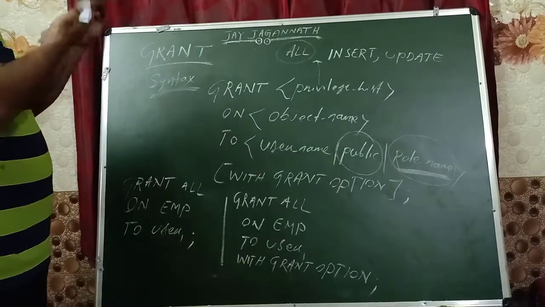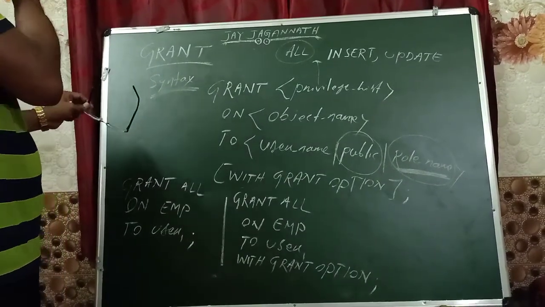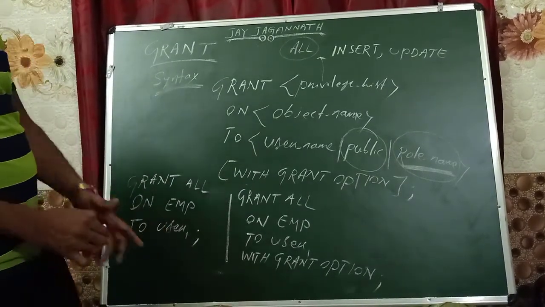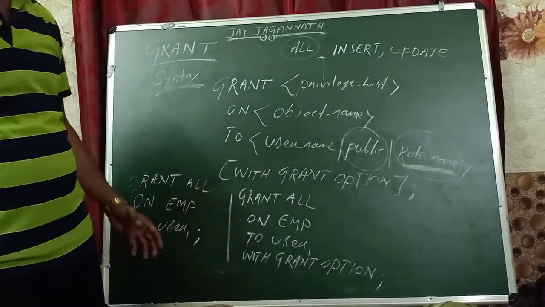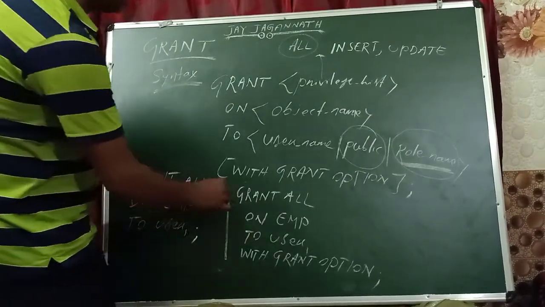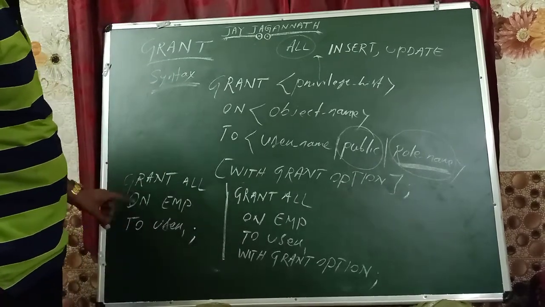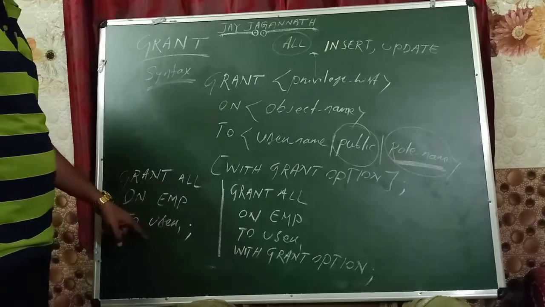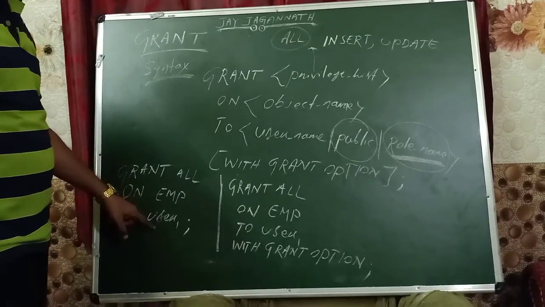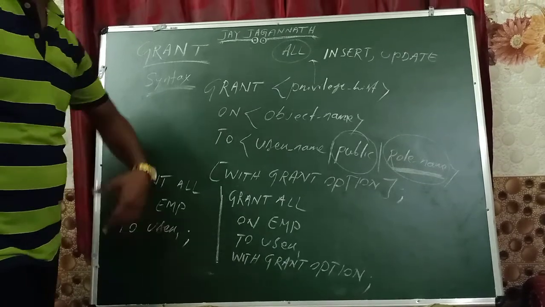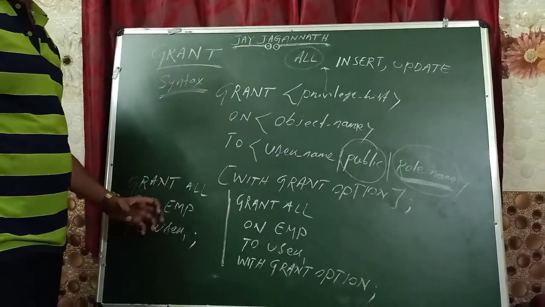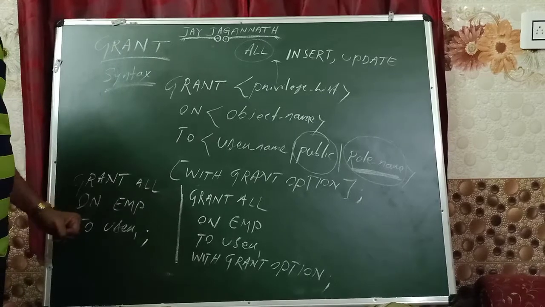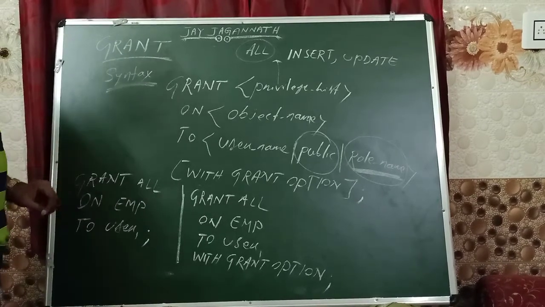What is the difference between the two queries? In the first query, we didn't use with grant option, but you can find with grant option here. What is the difference between the two mechanisms? Without grant option, user 1 cannot provide any permission to other users. Suppose user 1 wants to give privilege to user 2. In this query, it is not possible.